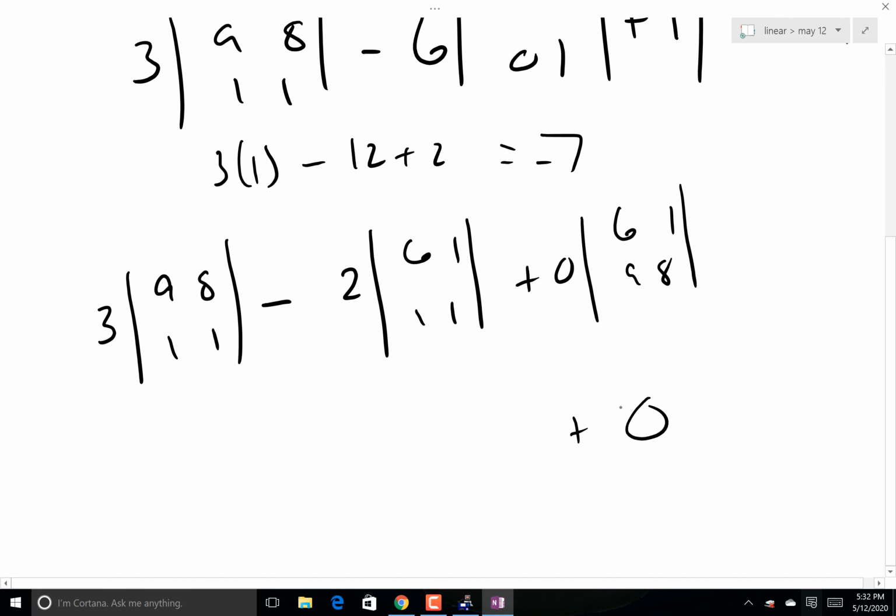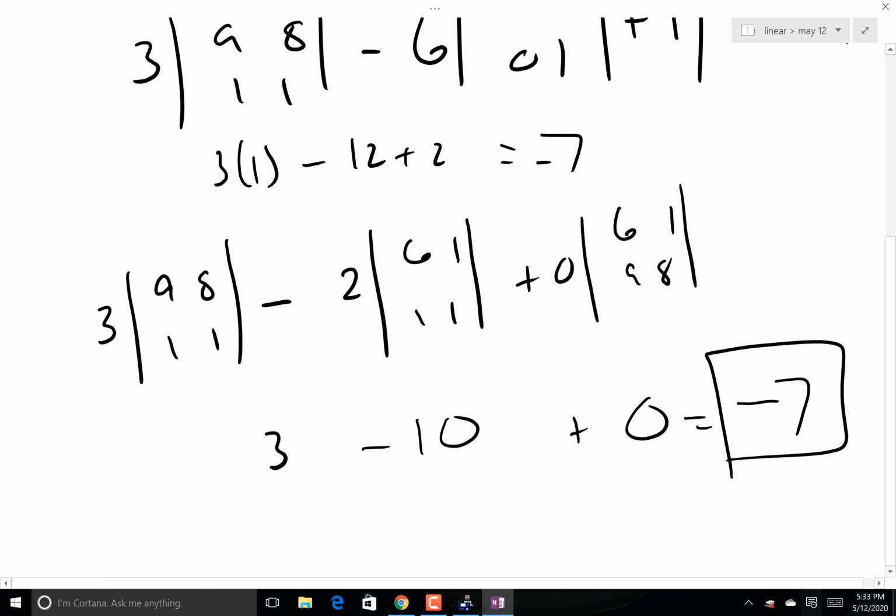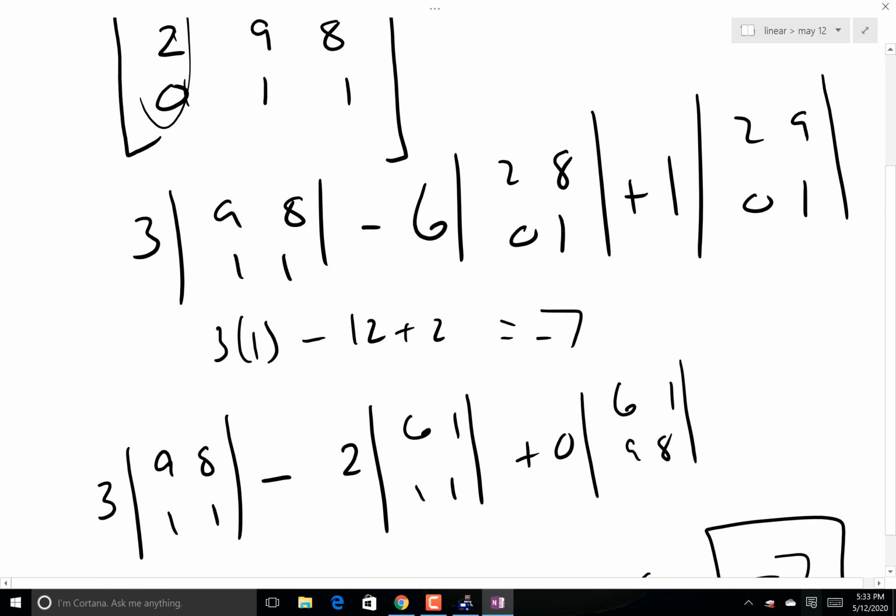Here you're going to get 6 minus 1 is 5. Times 2 is minus 10. 9 minus 8 is 1. So 3, 3 minus 10 is negative 7. That's right, friends. You can actually expand off of any row or any column you like.